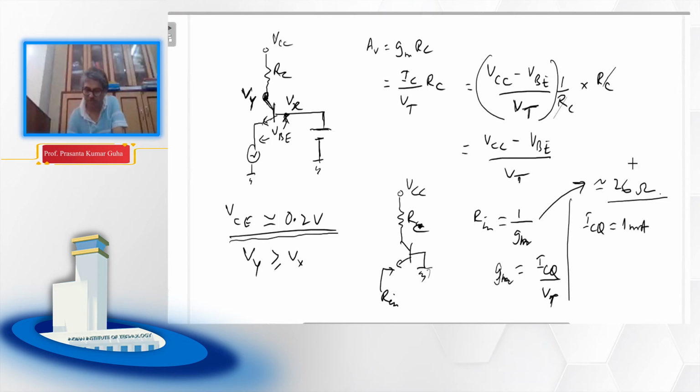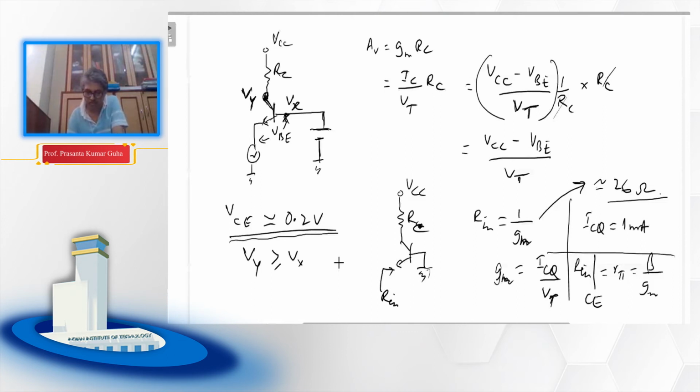So you see this is much lower than the Rin we get in case of common emitter stage, because in case of common emitter stage, your Rin for CE is R pi, that is beta over Gm, right. So that is much larger than the Rin we get in case of common base. So although the gain remains the same as the common emitter stage, the input impedance is much lower.